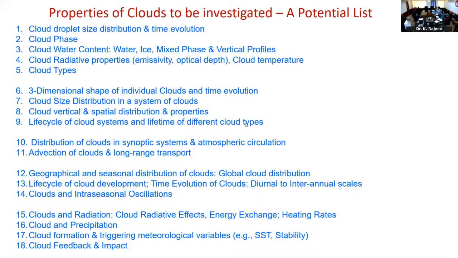Ramiroka has a paper on this. Cloud distribution. Ramanathan and Ramiroka. It's very good. Cloud vertical distribution, like we are telling about heating rate, where it is, where it will move and all this. You require vertical distribution, spatial distribution, and life cycle of the cloud systems and lifetime of different cloud types. They're all hardly known.